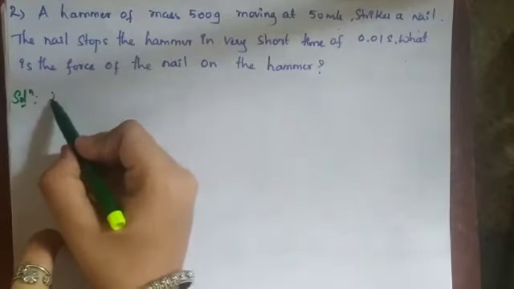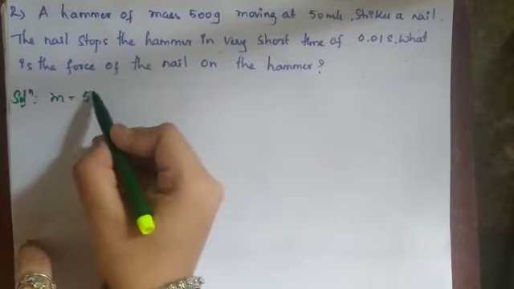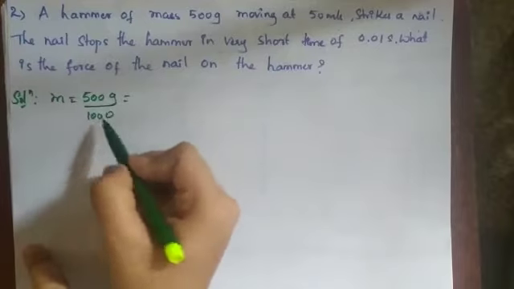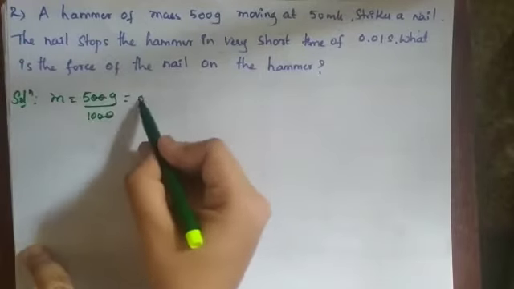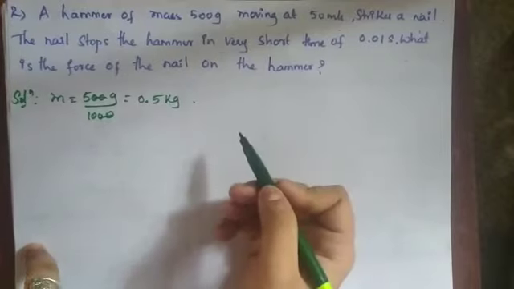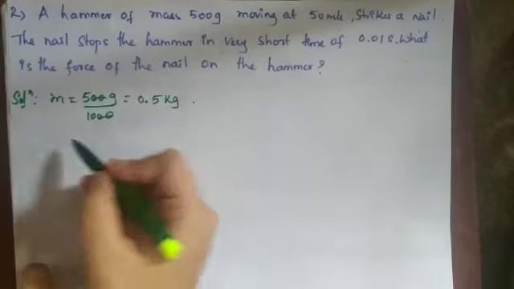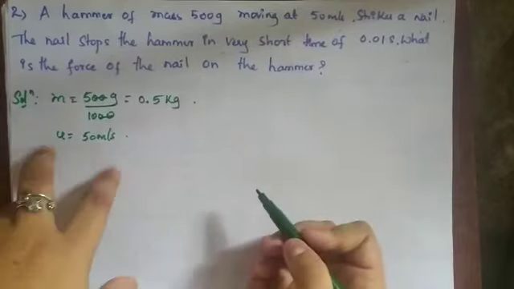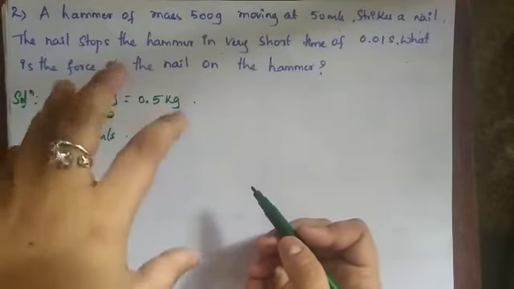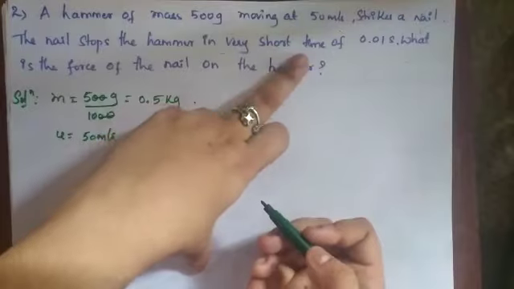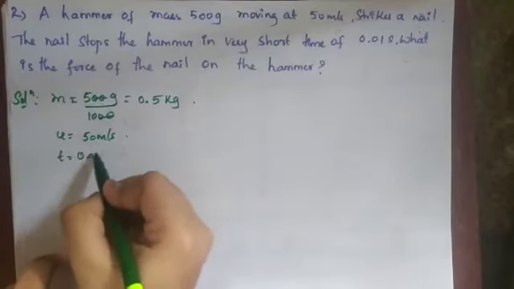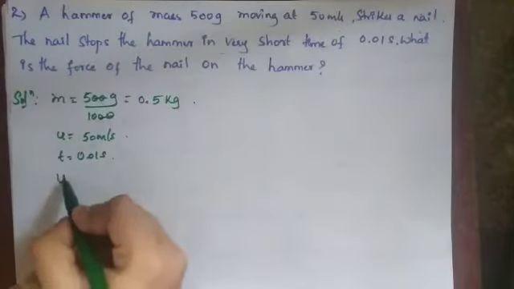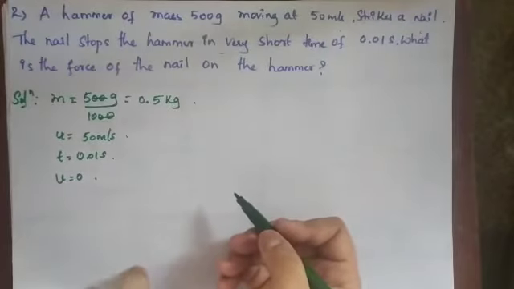So what is given? First, mass is given, that is 500 gram. You have to convert it into kg, that is divided by 1000. So 5 divided by 10 means 0.5 kg. Okay. Next, it is moving with an initial velocity of 50 meter per second. When the hammer strikes the nail, it stops in a very short time, t equals 0.01 second. When the nail has stopped the hammer, that means its final velocity has become 0.